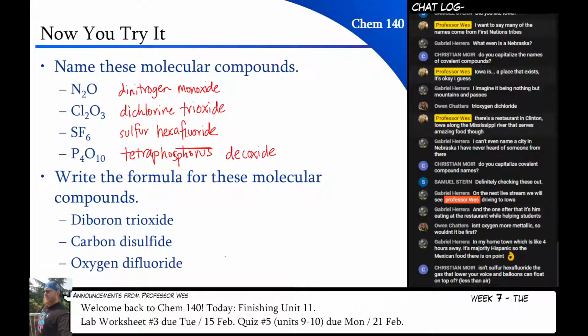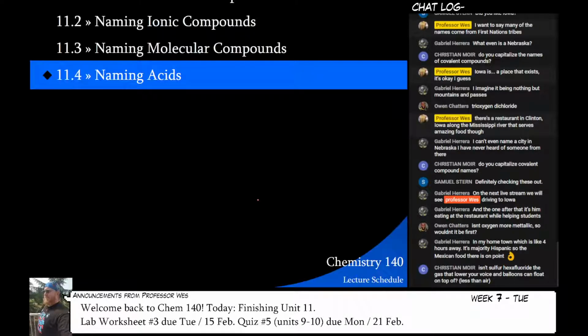Okay, I think I answered all the questions. Diboron would be that, and then trioxide would be that. Carbon disulfide, and then oxygen difluoride. Oh, there's my oxygen going on the front. The only binary covalent compound that we're going to have where oxygen is the first element is OF2. In every other compound, the other element would go first because oxygen is very electronegative. All right, so that's covalent compounds. That's it for that section.